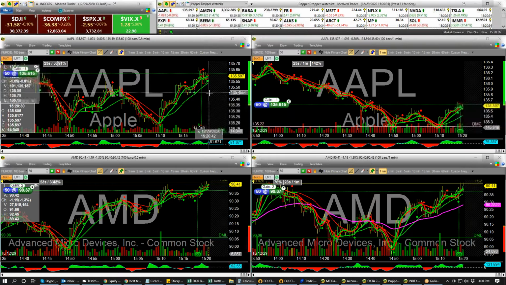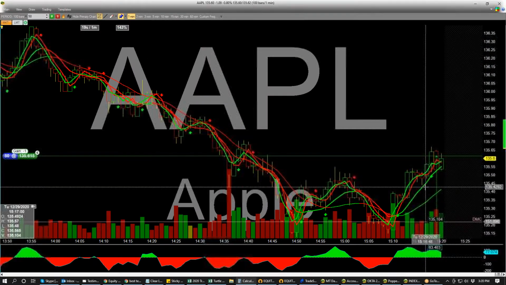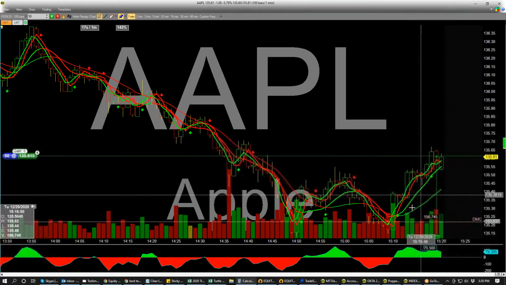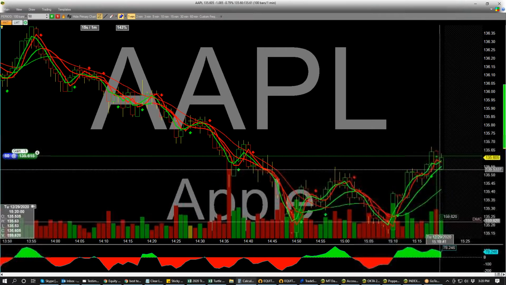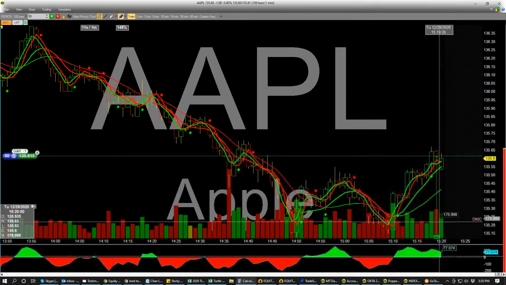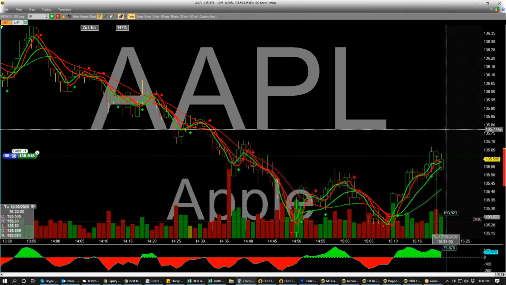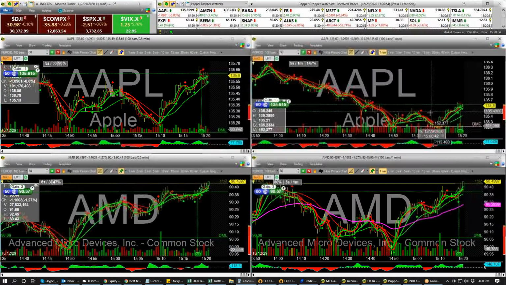So right now on the 1 minute on Apple, we are above both HMAs. They're both green. See, we're clearly in an uptrend right now, and down here, all green. And you got clear lines pointing up. That's a clear uptrend right now.